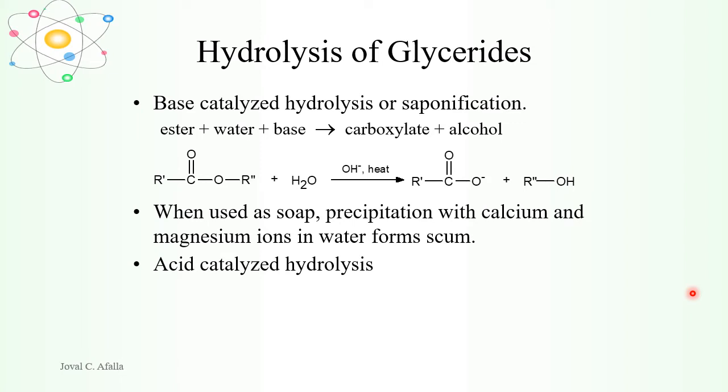It can also undergo acid catalyzed hydrolysis, but the base catalyzed hydrolysis I think is more common. But if you have acid catalysis, then you get the carboxylic acid instead of the carboxylate.